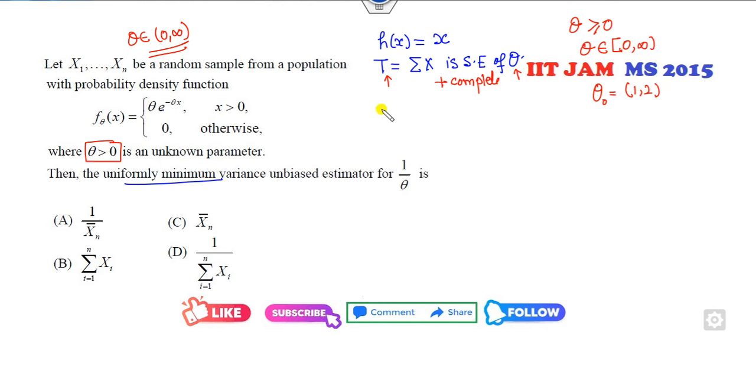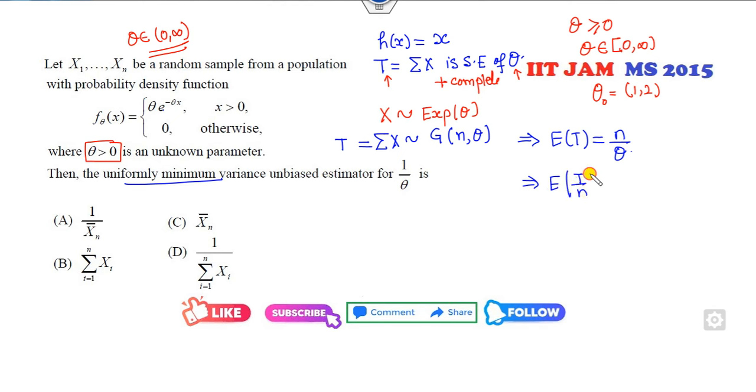Now we need 1 over theta. If x follows an exponential distribution with the parameter theta, the summation of x follows the gamma distribution with these parameters. This is my capital T. So what is the expected value of T? The expected value of this is n over theta, and we need 1 over theta. So I can take n on the left-hand side, and this is 1 over theta. So T over n is the right answer. This is nothing but the mean. Summation over n is the mean, so the mean is the right answer of this problem.